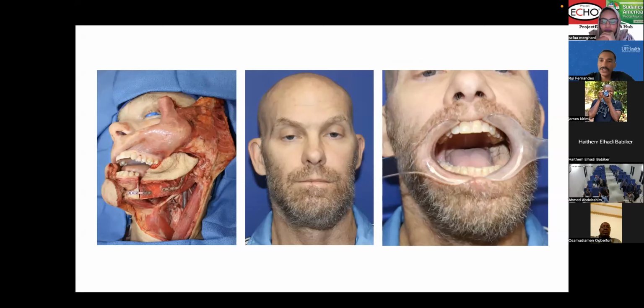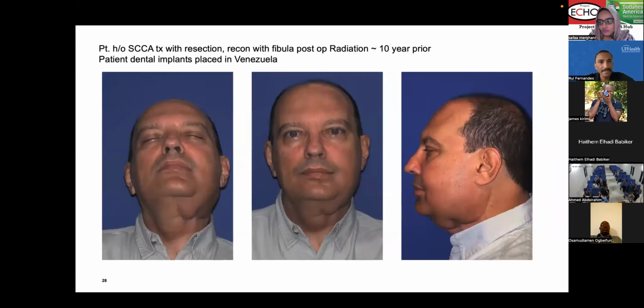And you can see here, he has pretty good facial symmetry, very good mouth opening without deviation. And he's able to be reconstructed immediately, addressing his primary, which is the oncologic reason, but also the reconstructive needs. This gentleman is different. I had operated on him many, many years ago. Similar to the previous patient, he came from Venezuela for me to operate on him. He went back, had radiation therapy, and decided to have some dental implants, which he did.